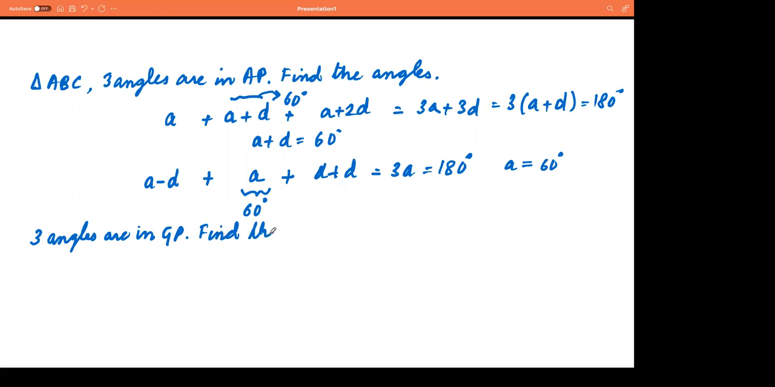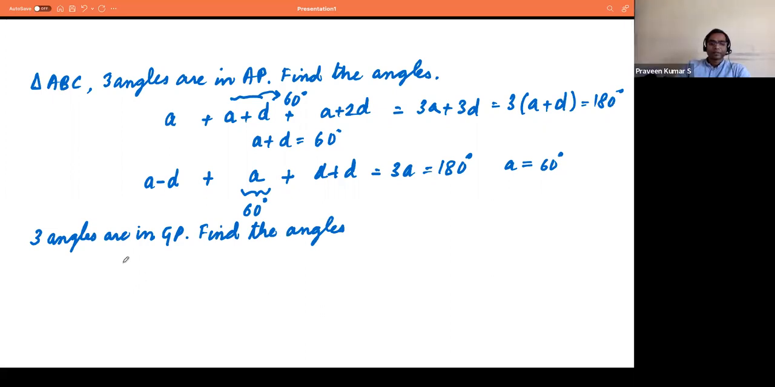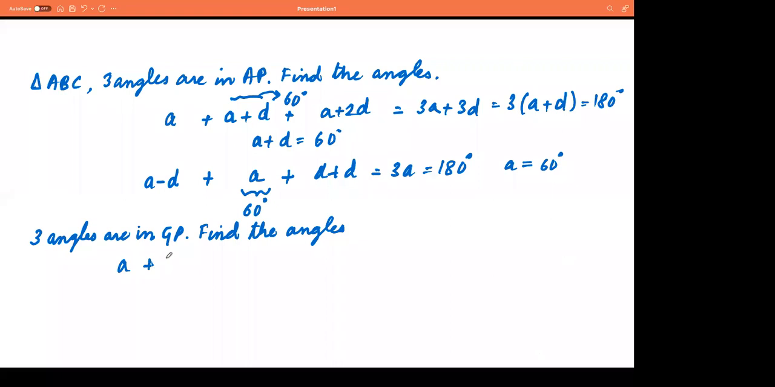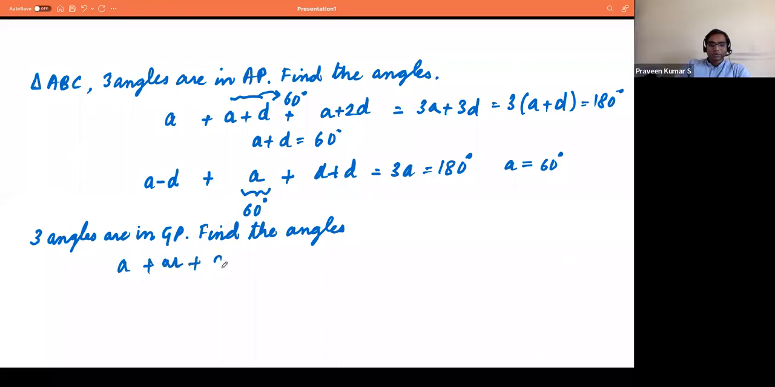A plus AR plus AR square is equal to 180 degrees. So A into 1 plus R plus R square is equal to 180 degrees. So automatically you will write A into 1 minus R cube divided by 1 minus R is equal to 180 degrees.